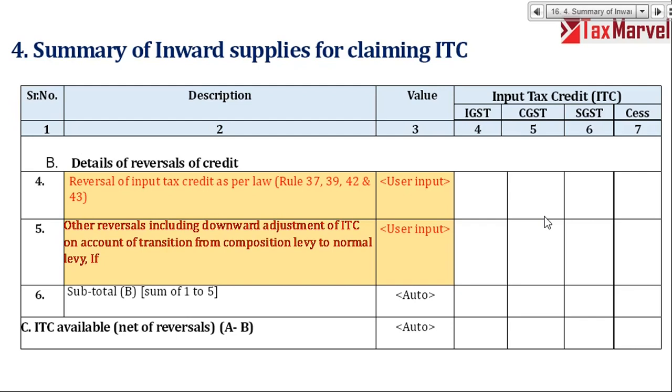Then reversal of rule 37, 39, 42, 43. What is 37, 39, 42, 43? 37, if I don't pay my vendor within 180 days, whatever input I have claimed, I'll reverse it with interest. 39, ineligible ISD credit. 42 and 43, common credit, right? You might have already gone through this in input service, your input credit tax. Then same other reversal from composition to normal, that reversal is there. So net ITC available.